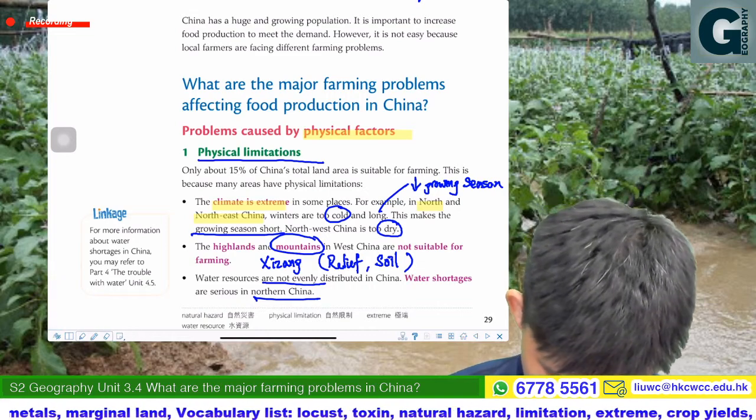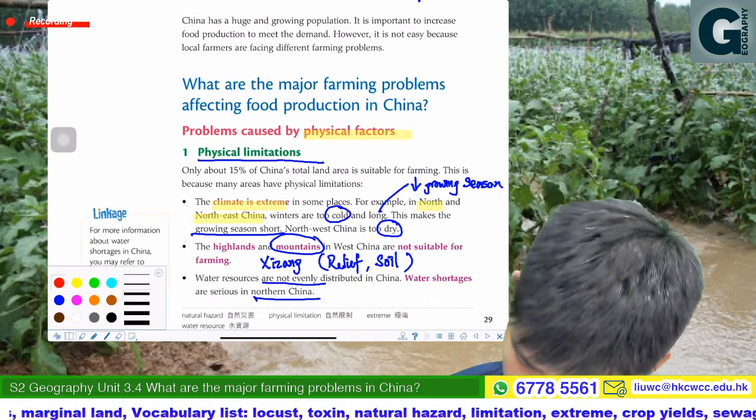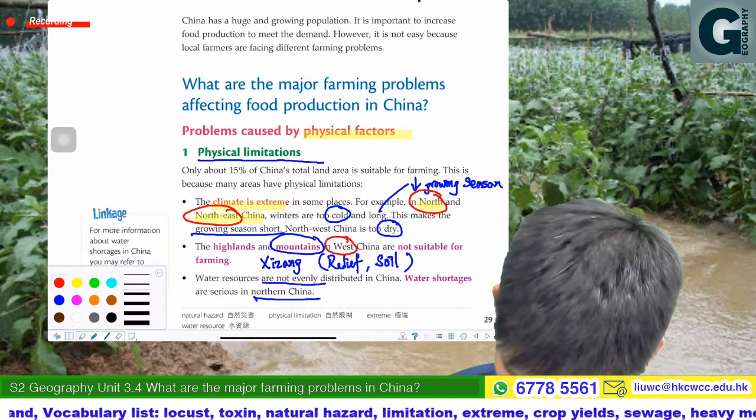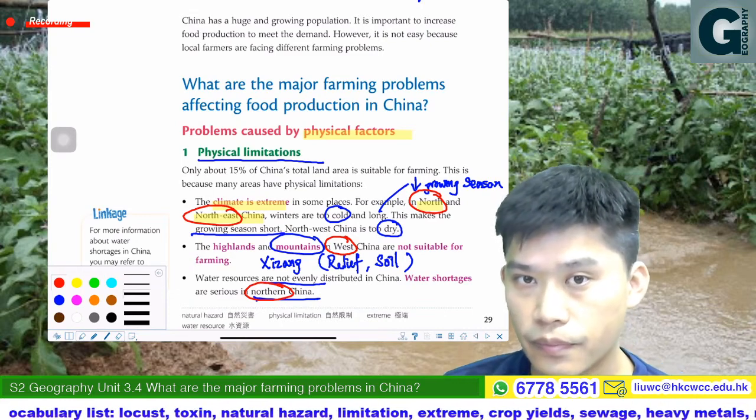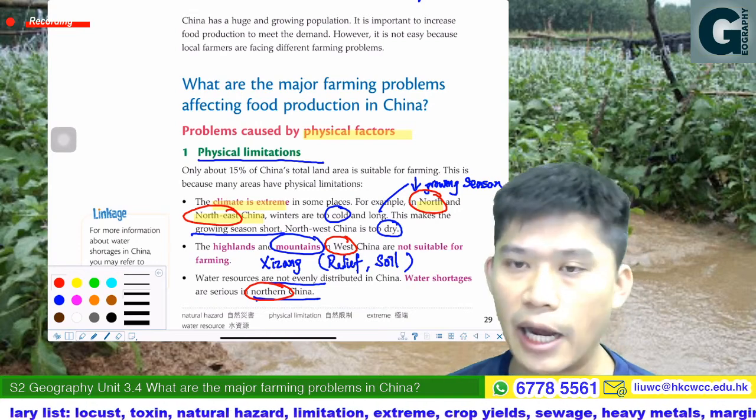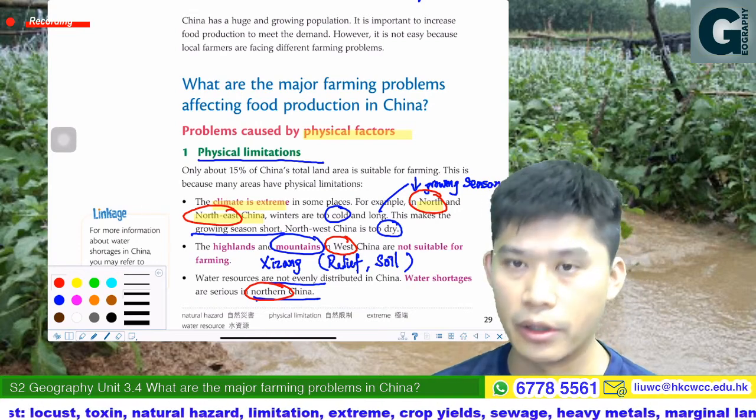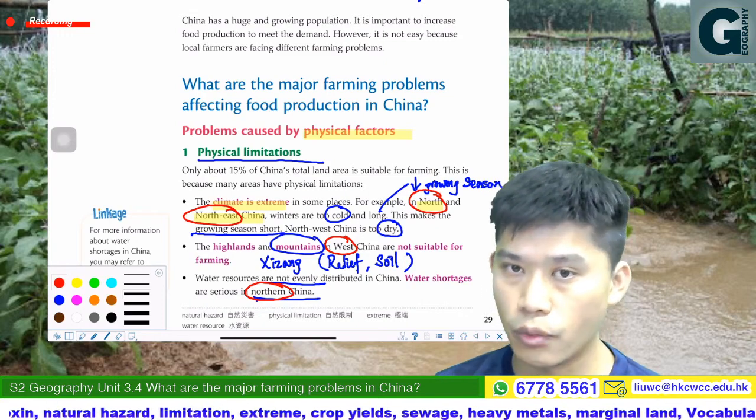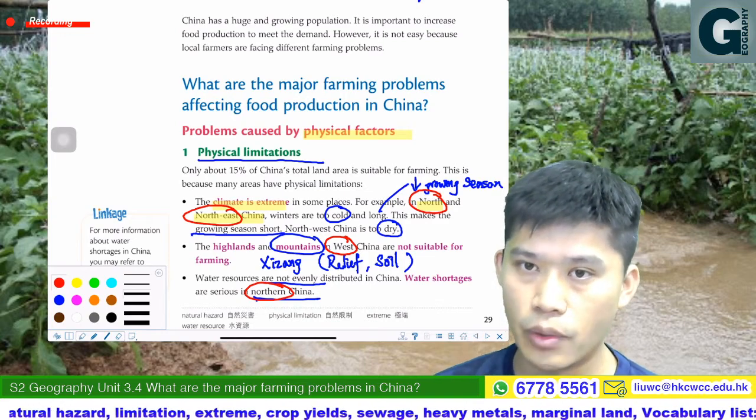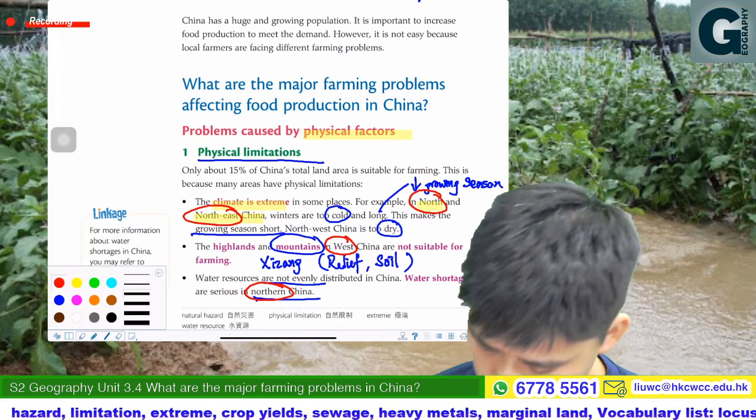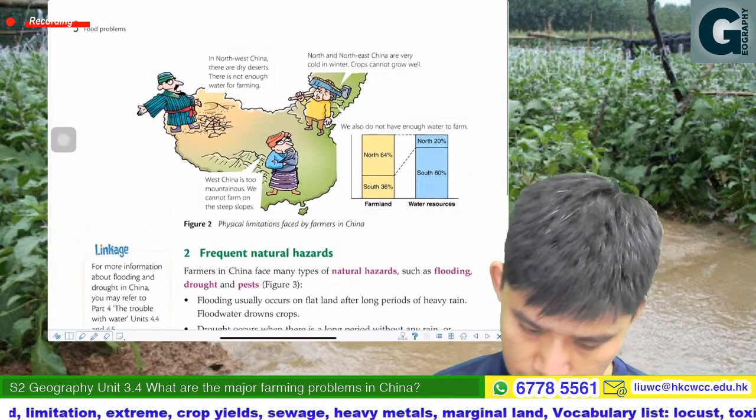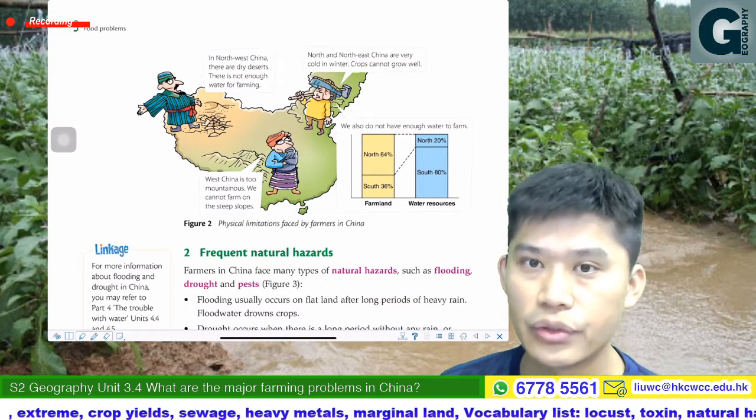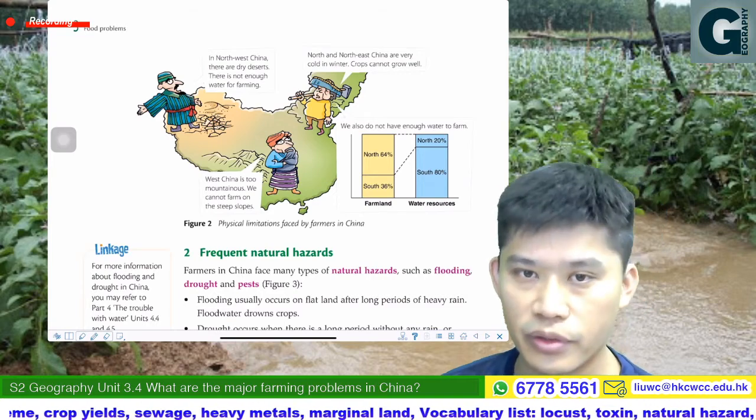Mainly, you can see that it is in northeast, west, and also northern China. But what about the south? No problem. Why? Because it is full of water. In the east, there is plenty of flat land, so it will be good for farming. But the limitation here will be in the north, the northeast, and also the west. Here is the cartoon that shows the situation compared to the south. The north and the west are relatively poor.